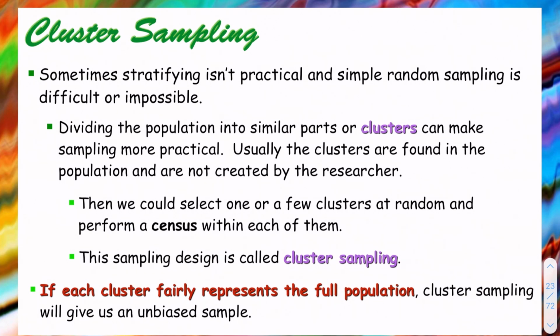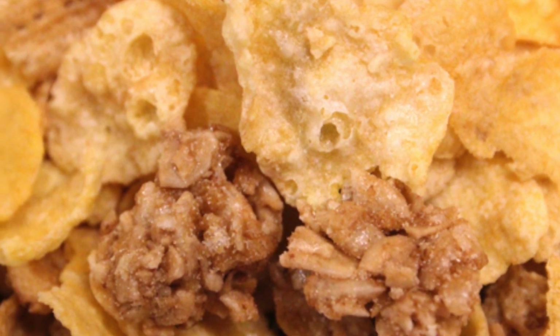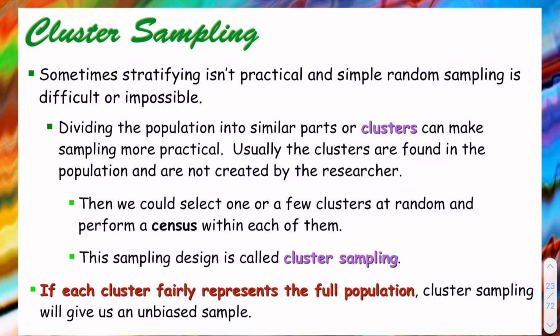Way number 2 for sampling, cluster sampling. Sometimes stratifying isn't practical, and simple random sampling is difficult or impossible. In comes a cluster. So here is honey bunches of oats, a cluster of things. Dividing the population into similar parts or clusters can make sampling more practical. Usually, the clusters are found in the population and are not created by the researcher. Then we could select one or a few clusters at random and perform a census within each of them. So this sampling design is called cluster sampling.